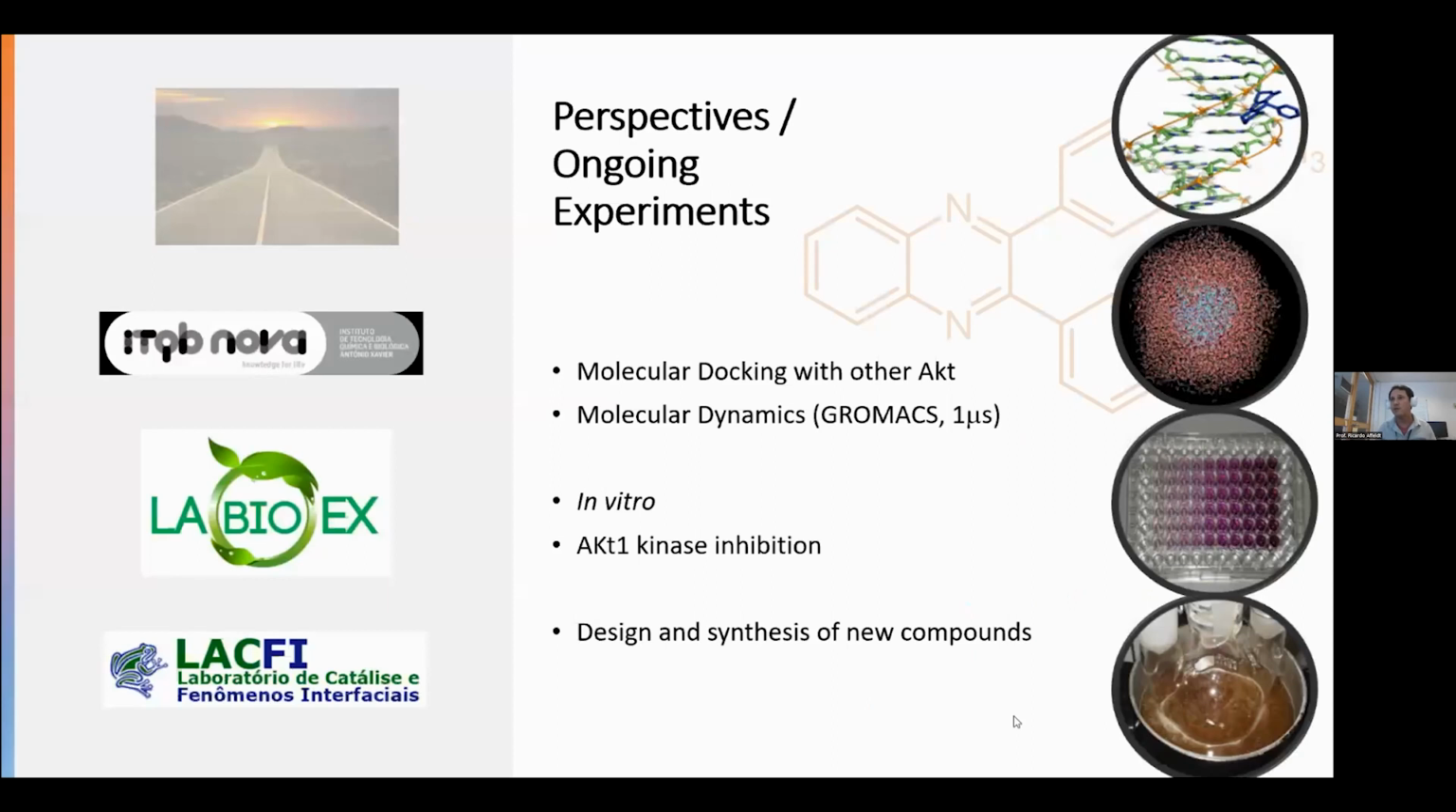And what we are doing right now, our perspectives, are ongoing experiments in collaboration with 3 laboratories. We will perform molecular docking with other proteins, other AKTs. DNA is also something that we are doing right now with different classes of compounds, not only these ones that I showed you. Molecular dynamics using the GROMACS software with these compounds. In vitro tests are being conducted in the experimental biochemistry lab with a panel of several cell lines, to see if this relation that we are observing in the computational work is indeed important. Inhibition of AKT kinetic experiments will be conducted soon, and of course this will guide us for the design and synthesis of new compounds.